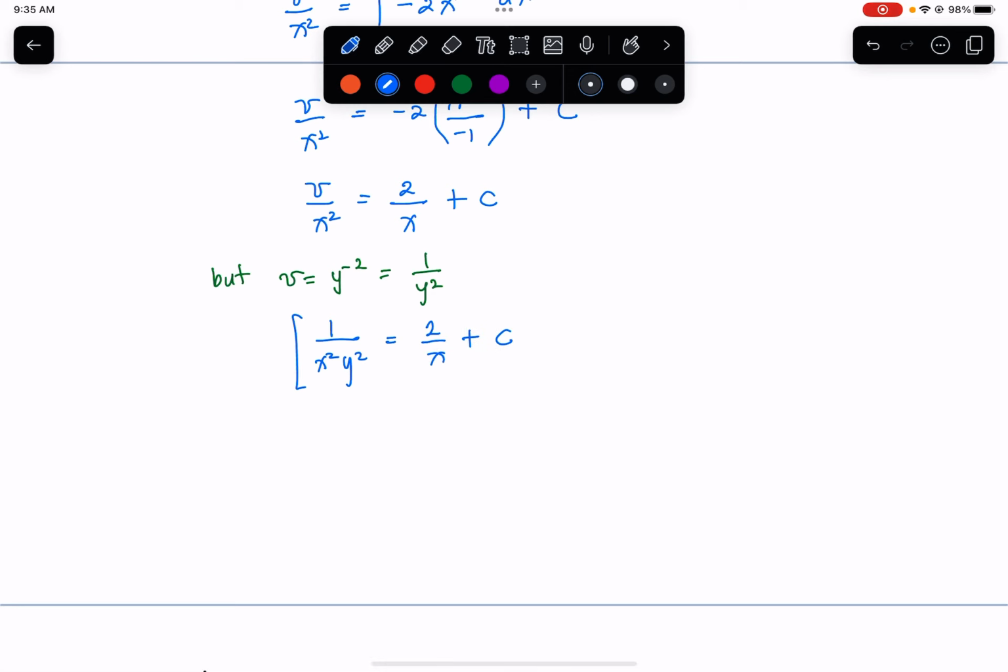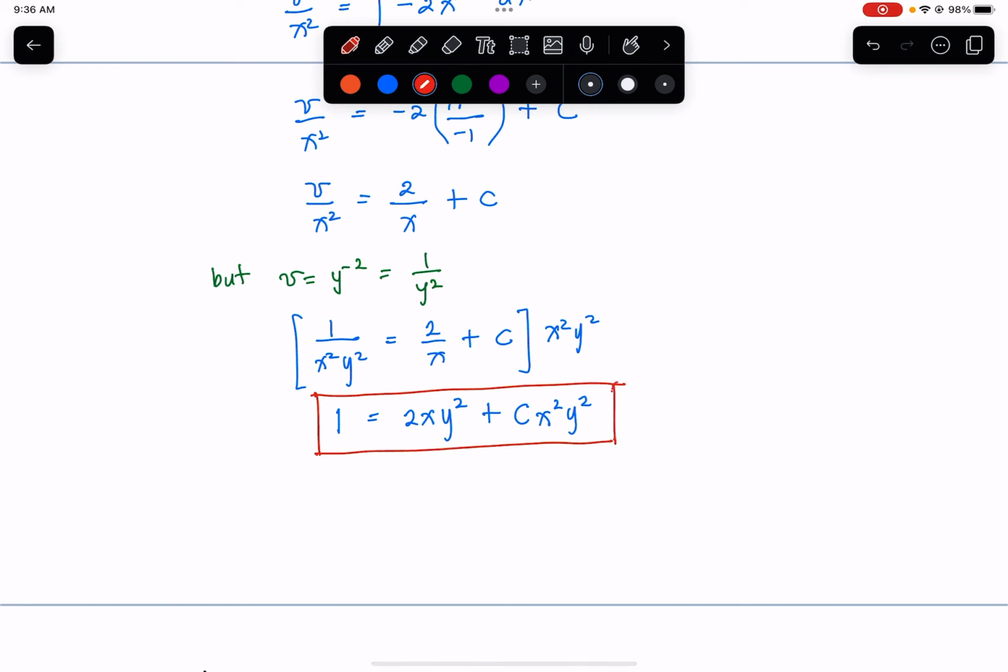So if we don't want a fraction, we multiply everything by x squared times y squared, okay, to cancel everything at the denominator. So leaving us to have 1 equals x squared y squared over x. So we'll retain a single x. So 2 times x, then y squared, then plus c, x squared, y squared. And that would be the general solution. So 1 is equal to 2x y squared plus cx squared y squared.